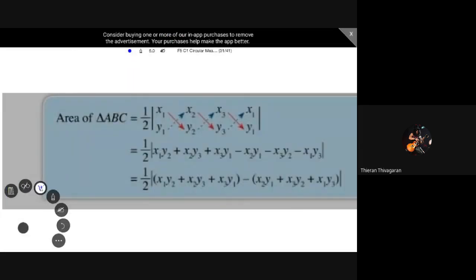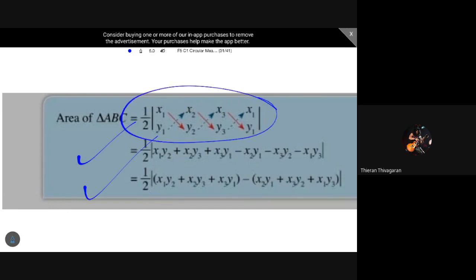Okay, this is the method. This one penting. Sebab yang ni adalah cara untuk selesaikan soalan jenis macam ni. This is how you solve this kind of question. So basically untuk kira luas sesuatu polygon, to calculate the area of a polygon, we will apply this method.